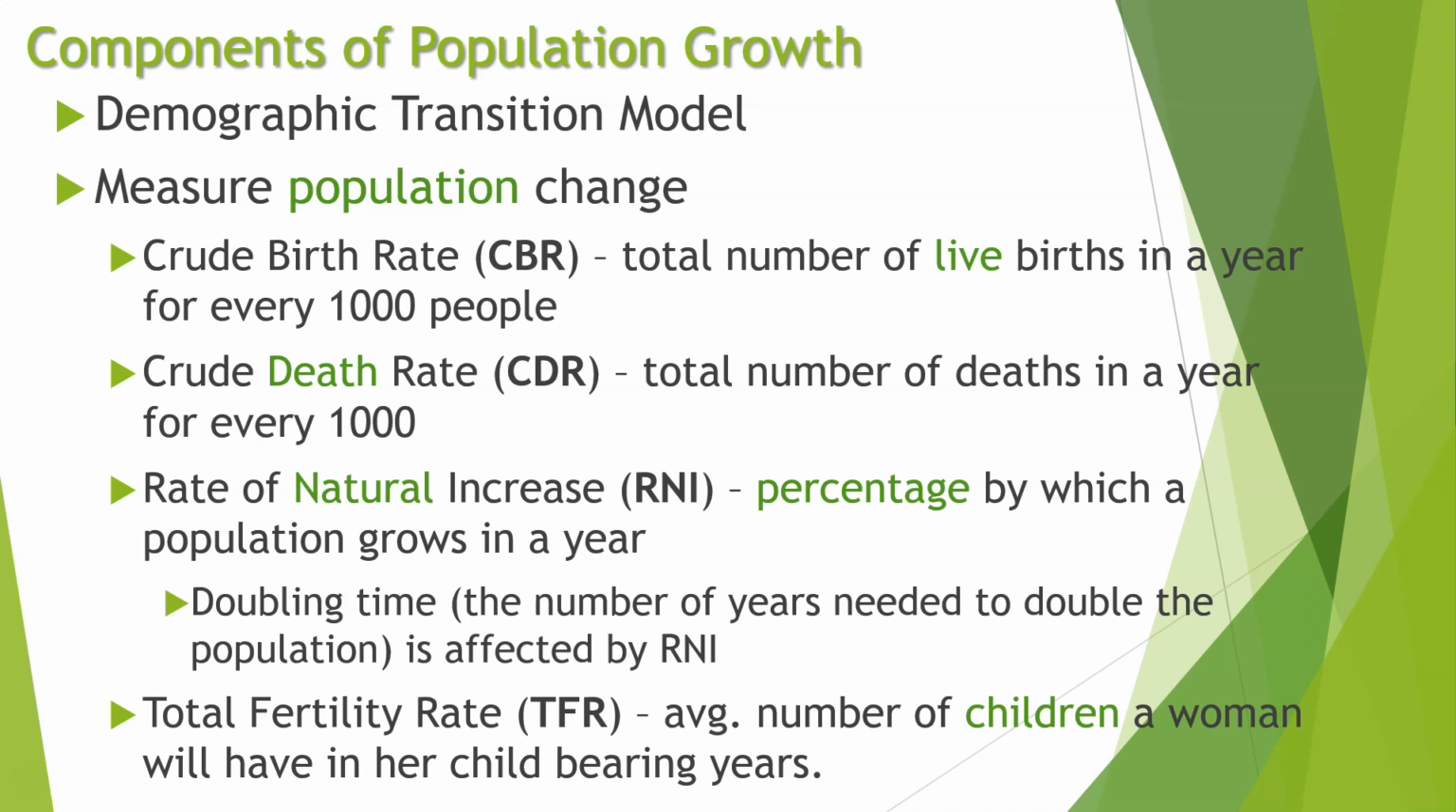The rate of natural increase, RNI, or natural increase rate, the percentage by which the population grows in a given year. Related to that's going to be the doubling time. So the number of years needed to double the population. And again, that's going to assume all other conditions are equal. So doubling time isn't necessarily going to be something that's going to be consistent going forward. It's just a snapshot of conditions at a given time. Total fertility rate, TFR, the average number of children a woman will have in her childbearing years.